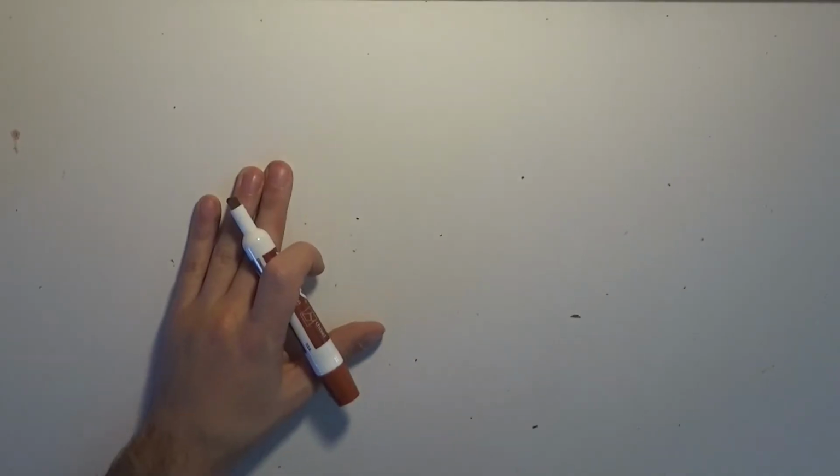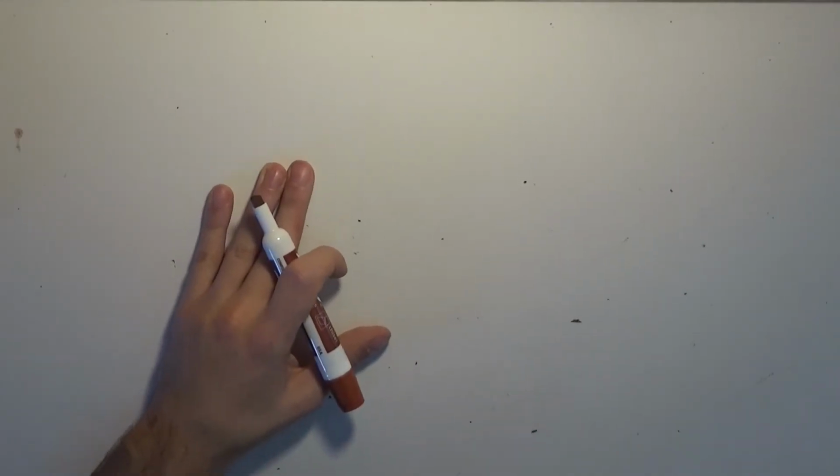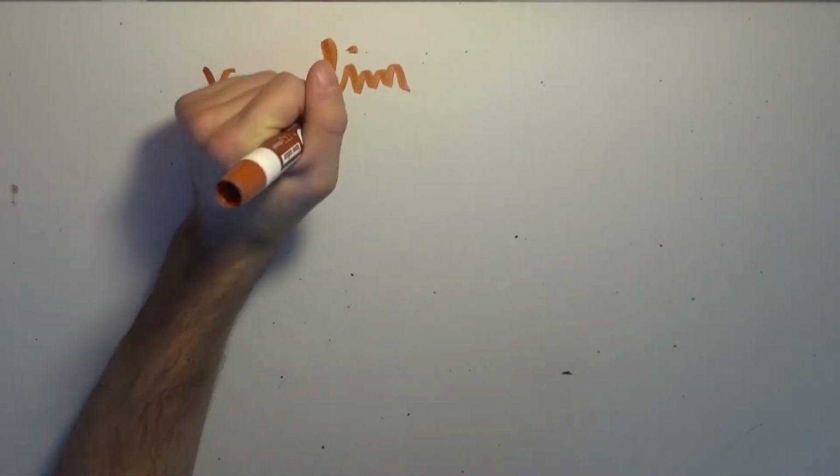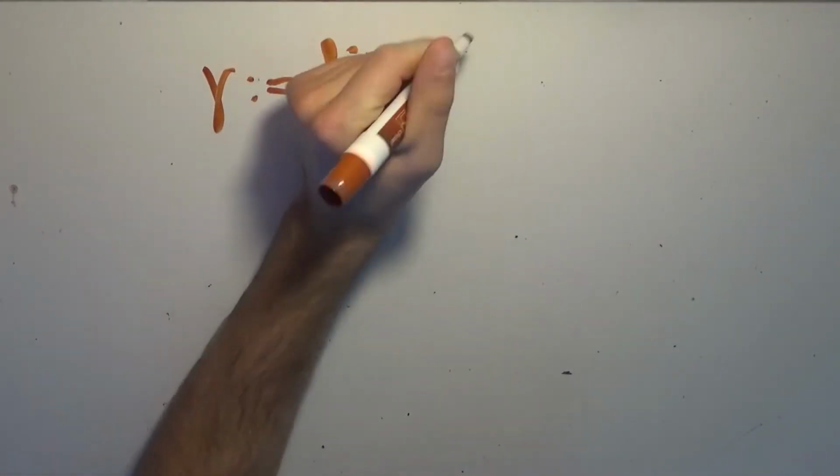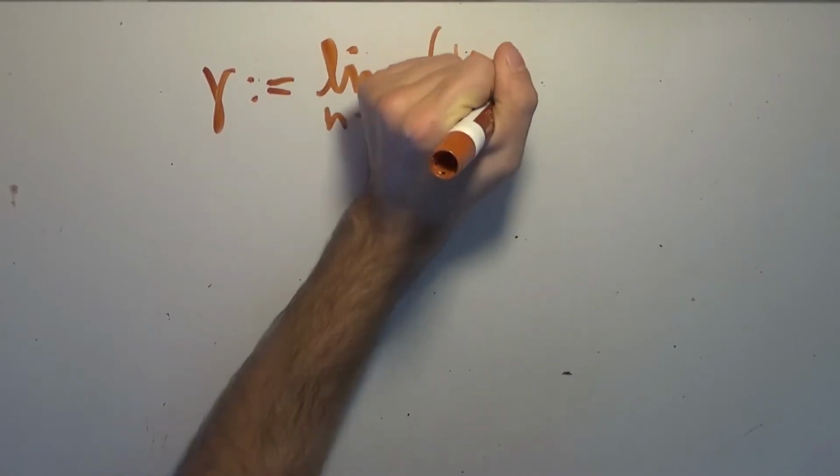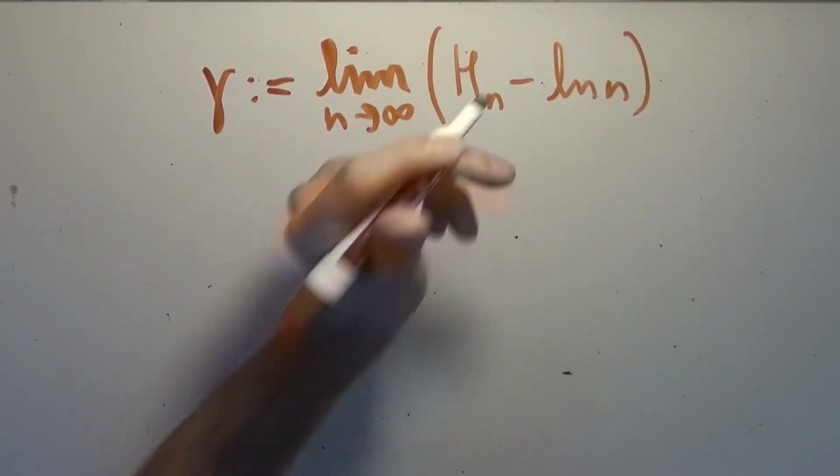Here is number 11. Okay, so to do these two beautiful representations of digamma of 2, which equals 1 minus the Euler-Mascheroni constant, for the first one, we simply need to start with the definition of the Euler-Mascheroni constant. So that is, by definition, the limit as n approaches infinity of the nth harmonic number minus the natural logarithm of n.